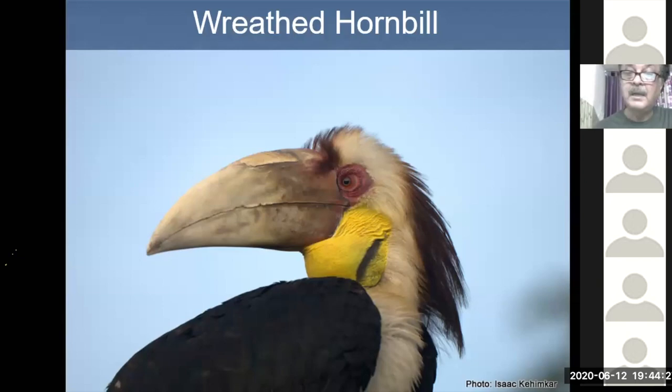And there's the wreathed hornbill. So this was in the northeast. In the northeast, there are several other varieties also. The brown hornbill is there, and the great Indian hornbill is there. Plenty of other amazing varieties you see. And a lot of people from outside India come to India to watch birds, because with the diversity we have, few countries have that kind of diversity.